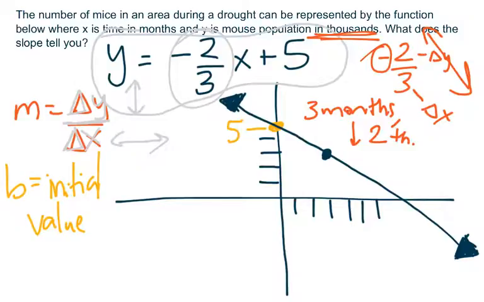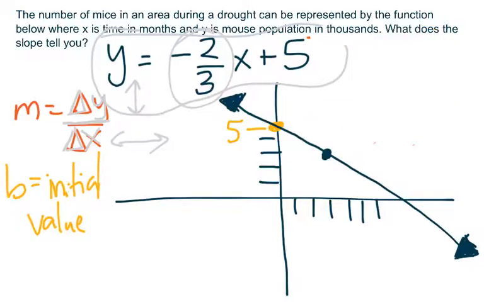So really the slope is telling us how quickly the values of this function are increasing or decreasing, and in this case specifically, it is a decreasing function. What about the b value, the initial value of this function?